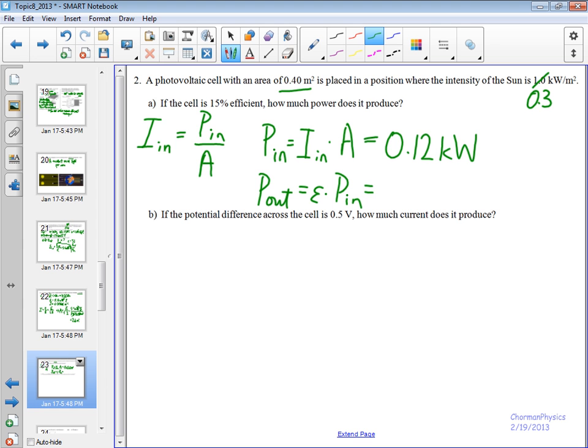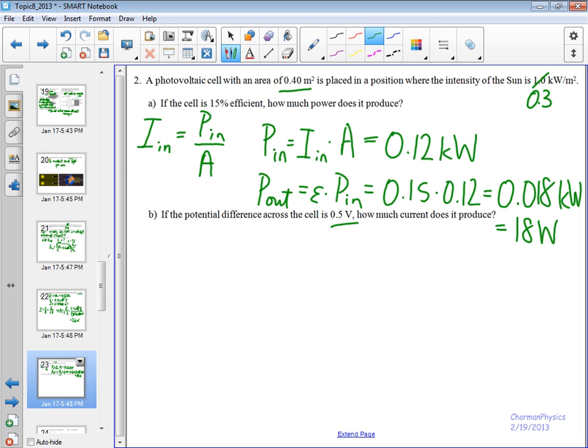So just to get the output, it's just going to be the efficiency times the input. Alright, and it's an efficiency of 15%, or effectively 18 watts. Okay?